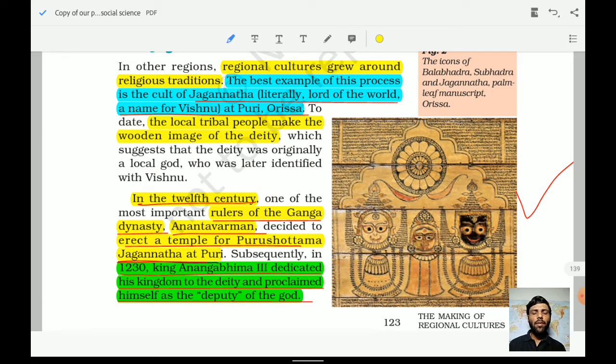Okay, so in 1230, there is a king, Anangabhima III, who dedicated his kingdom to the deity and proclaimed himself the deputy of the god.